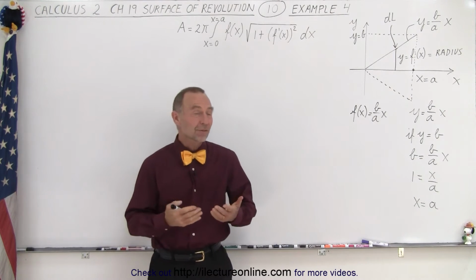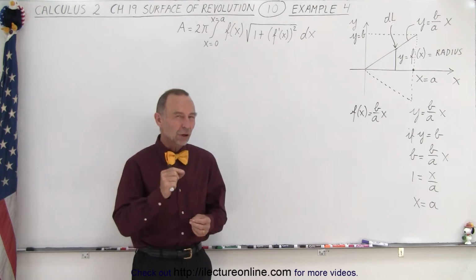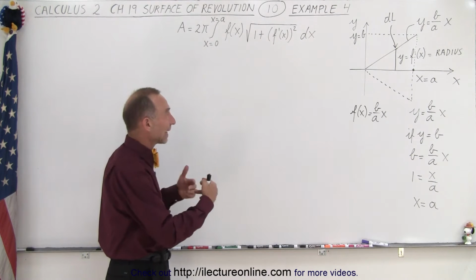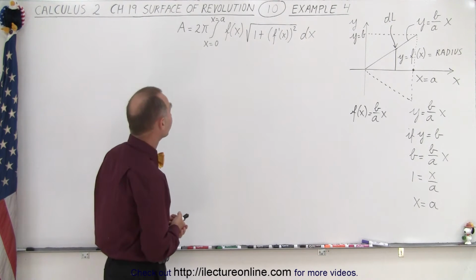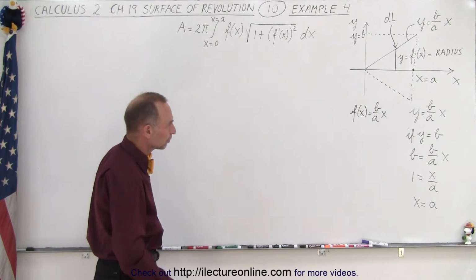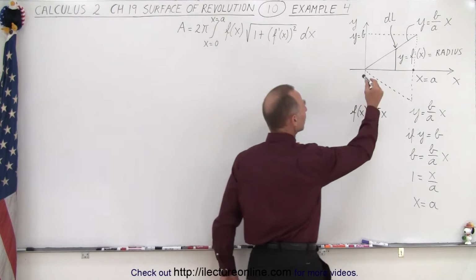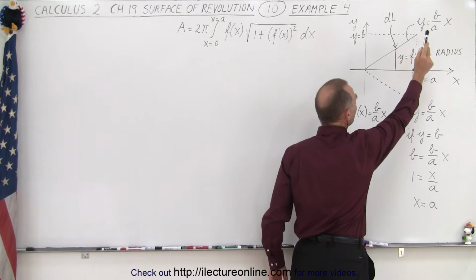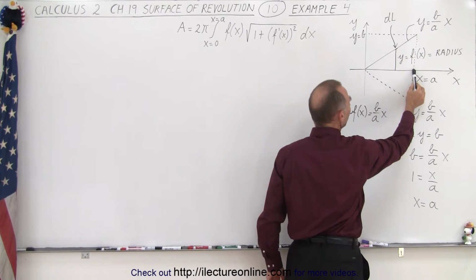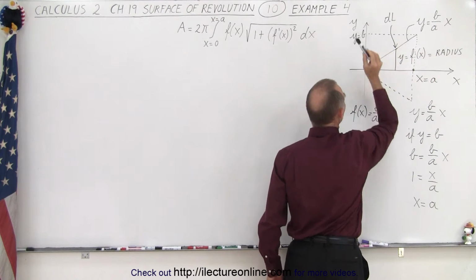Our next example is a rather simple one, but yet it does show the technique of how we're going to find the area of revolution, or surface of revolution. So what we're doing here is we're taking a straight line that has a slope b over a. Notice that x equals a over here and y equals b over there.